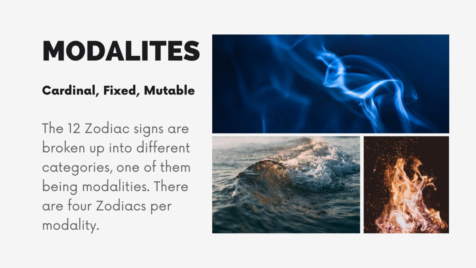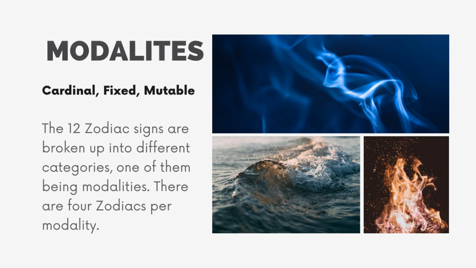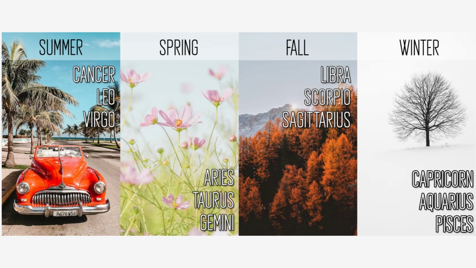The 12 zodiac signs are broken up into different categories, one of them being modalities. There are 4 zodiacs per modality, and they're called cardinal, fixed, and mutable. I created this graphic just to give you an idea. The modalities are broken up into different seasons. The cardinal signs always start the seasons, the fixed signs always go in the middle, and the mutable signs always end the seasons. So if you want to screenshot this and look back to it later, you can do so.